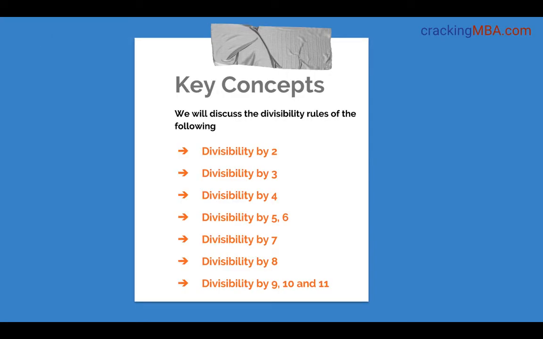Some of the divisibility rules that we're going to talk about are divisibility by 2, 3, 4, 5, 6, 7, 8, 9, 10 and 11. There may be divisibility rules for other numbers as well, but these are some of the basics that are essential, and if you have a good grip on these divisibility rules, you're good to go.